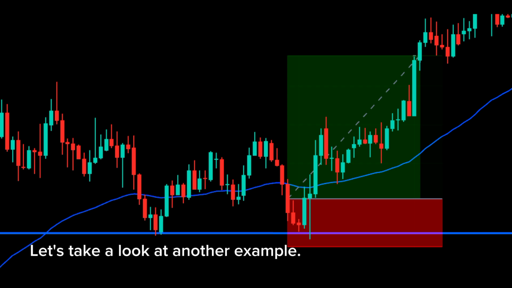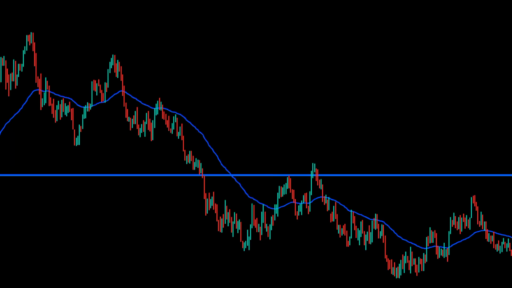Let's take a look at another example. As you can see, this chart is in a downtrend. Why? Because it's developing lower lows and lower highs, and the 50 exponential moving average is floating above the price movements, which means it's a confirmed downtrend. So after some price movements, the market decided to retrace. And later, we can see price falling from a particular area on the chart, which we are going to call a supply zone, because there was a good price movement from that zone.